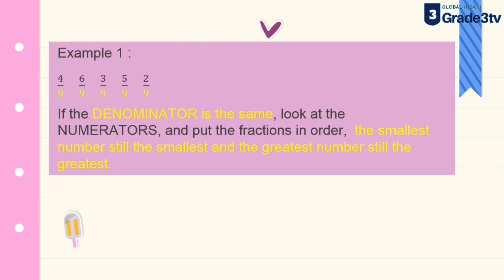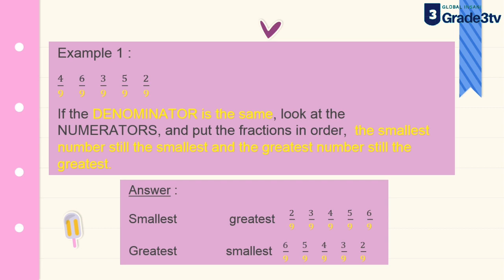The denominator is 9, 9, 9, 9, and 9. Yeah, it's the same. So, if the denominator is the same, the smallest number is still the smallest, and the greatest number is still the greatest. Okay, transfer from the smallest to greatest.